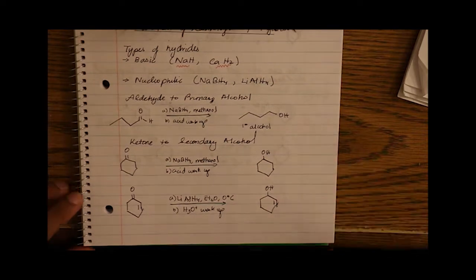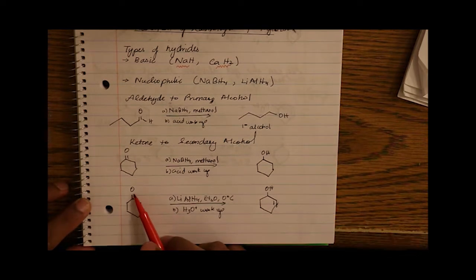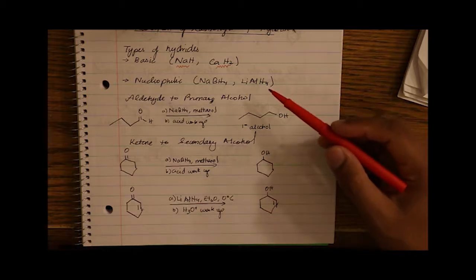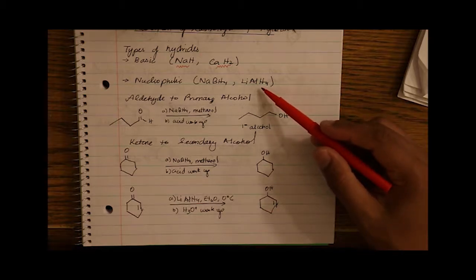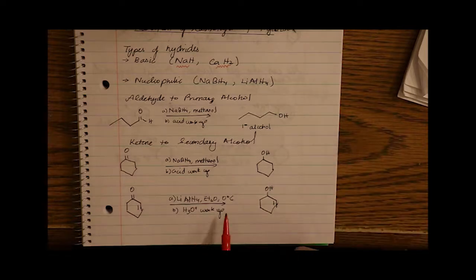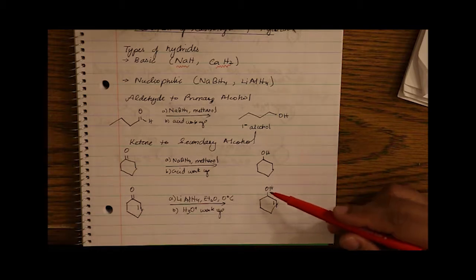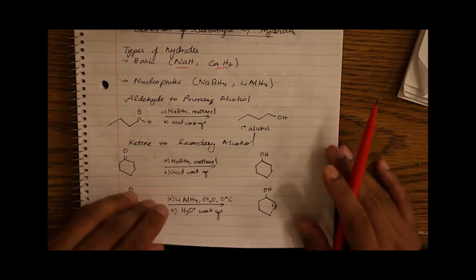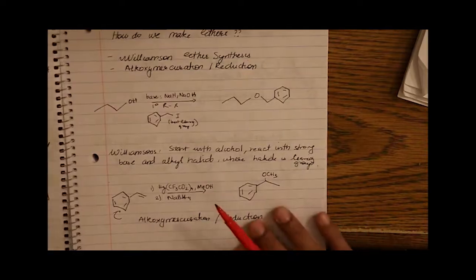Now, if we have a ring with an alkene and a ketone, we have to use the sledgehammer. That's lithium aluminum hydride, diethyl ether, 0 degrees Celsius, and an acid workup to reduce it to the corresponding secondary alcohol.